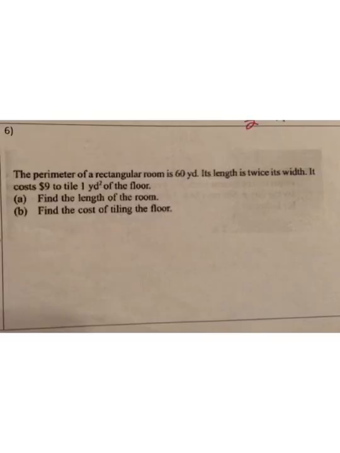Number 6, the perimeter of a rectangular room is 60 yards. Its length is twice its width. It costs $9 to tile 1 square yard of the floor. So A, find the length of the room. My hint, draw a picture and label. So we know its perimeter, label what the length is and what the width is. Part B, find the cost of tiling the floor.